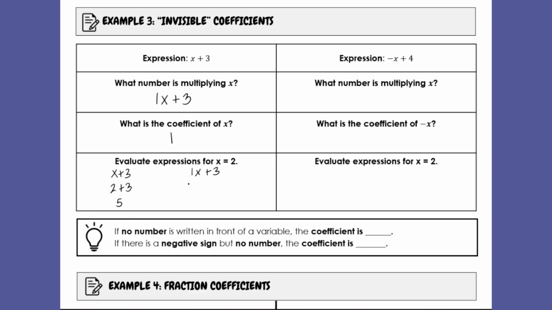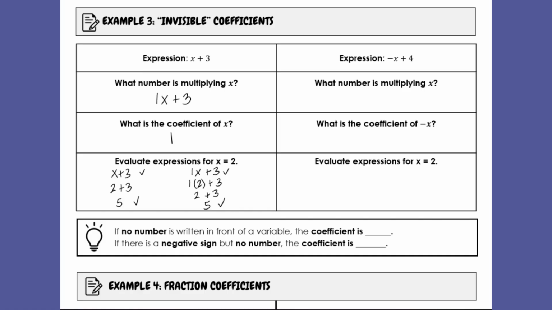Now, if I do the same thing with 1x plus 3, putting that actual 1 in front of the x, this means 1 times x, which is 2. And by multiplying it by 1, it doesn't change anything. 1 times 2 is still 2. 2 plus 3 is still 5. So it checks out whether I'm using x plus 3 or 1x plus 3, which proves that the coefficient is 1. It's not 0.